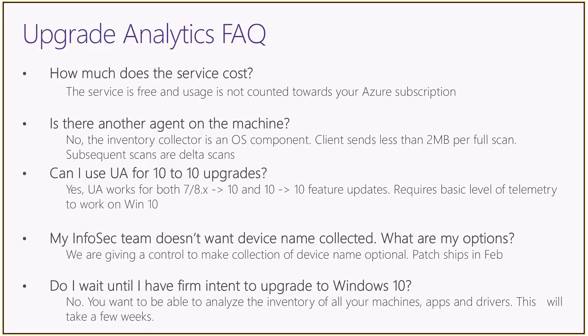In addition to moving from Windows 7 to Windows 8 to Windows 10, this is also useful for Windows 10 to Windows 10 as the branch builds roll out for Windows as a service. So you will require a basic level of telemetry to be enabled from the Windows 10 telemetry options, but it's definitely useful, as Jay said, for identifying potential issues as you move from one branch build to another.